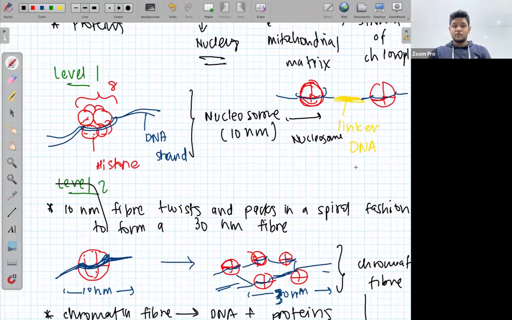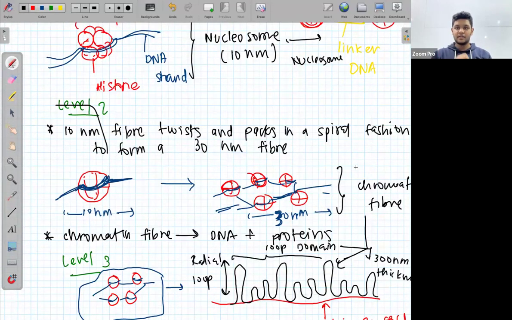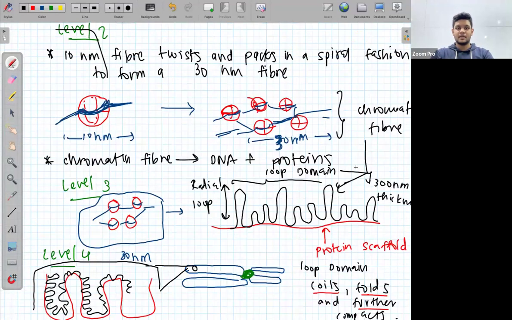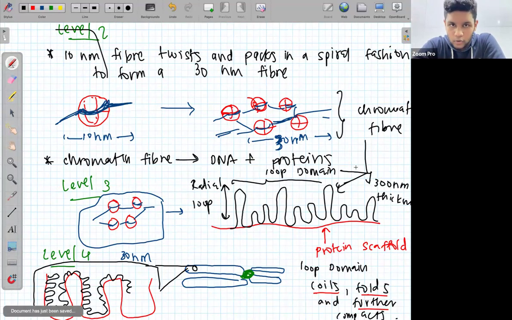Now, at level 2, the 10 nanometer nucleosome complex twists and packs in a spiral fashion to form a structure called the chromatin fiber, which is 30 nanometer in dimension. In level 3, the 30 nanometer fiber that is formed attaches to a protein, the protein scaffold, and forms loop-like structures called loop domains. The thickness of it is 300 nanometer.